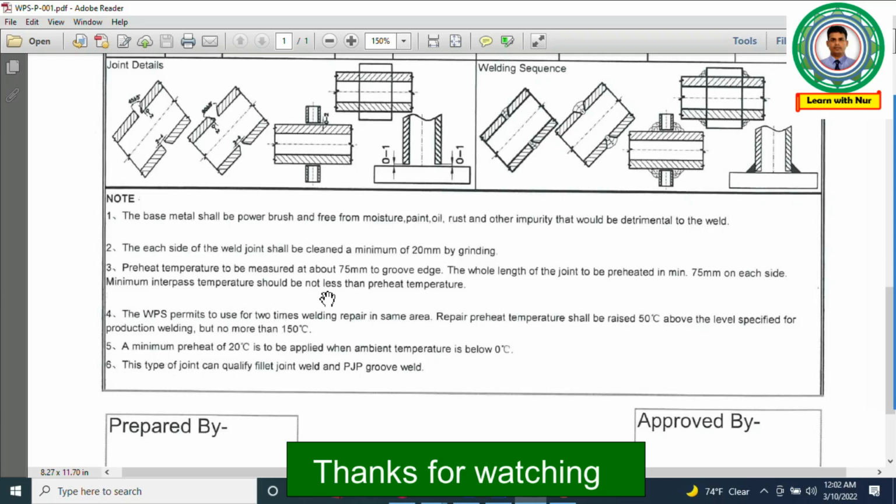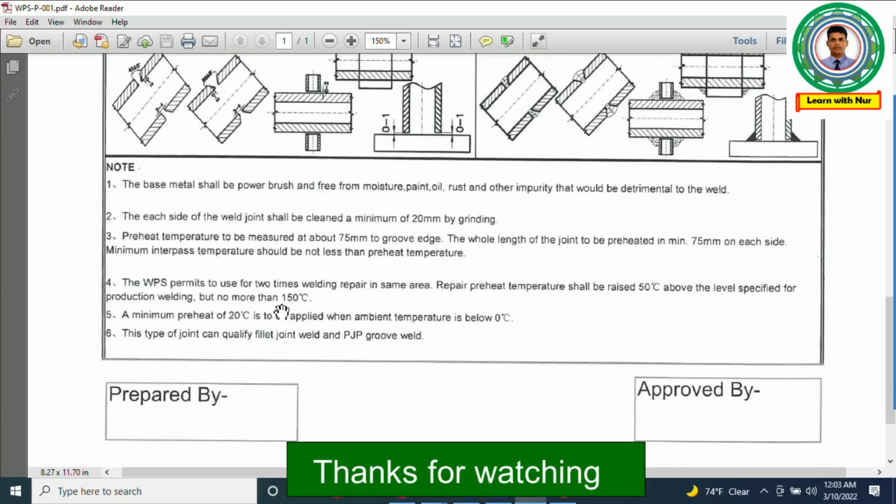Minimum interpass temperature should be not less than the preheat temperature. So interpass temperature should not be less than the preheat temperature. This is mentioned in the WPS. You can see in your hand you have the WPS, you can see what note is written there. This is only for information. I am showing you what things are written there.